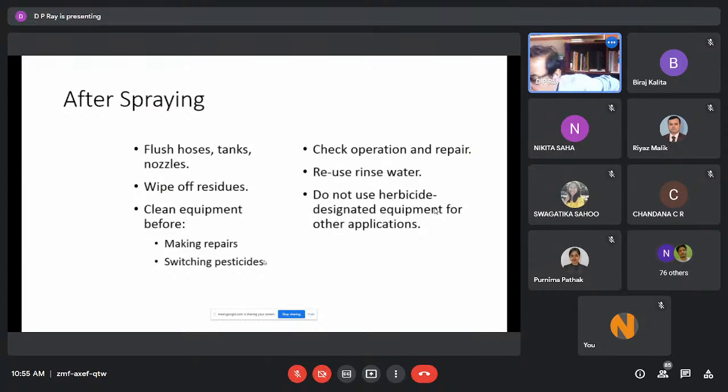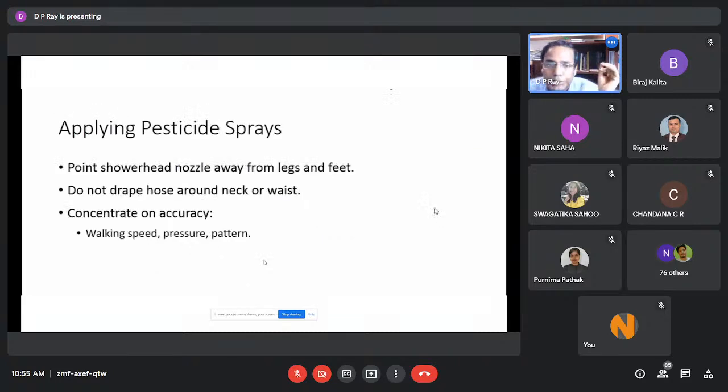Some of the herbicides are, as I was mentioning, non-selective. That means they kill indiscriminately all plants, so it will create problems for other crops. So in that case, do not use herbicide designated equipment for other applications. For herbicides, you have to keep separate equipment.